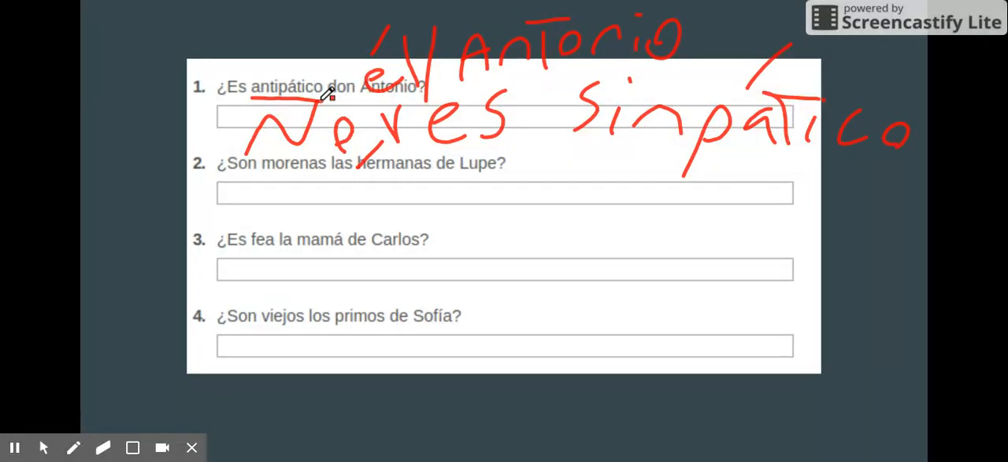And then say no, comma, es simpática, no, él es simpática. And remember that most of these, since these are all character descriptions, you'll be using ser with most of these. You can see here es, and es.